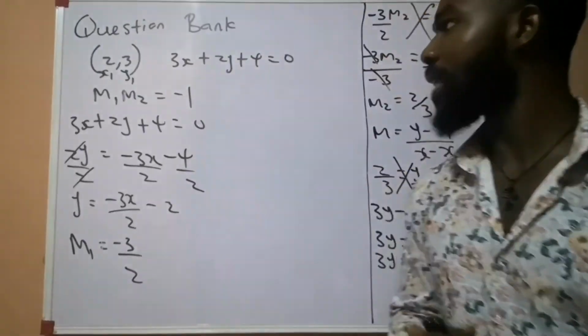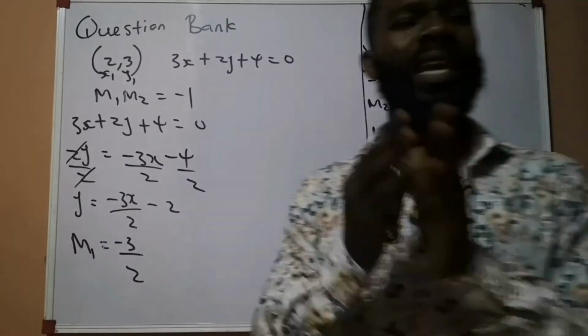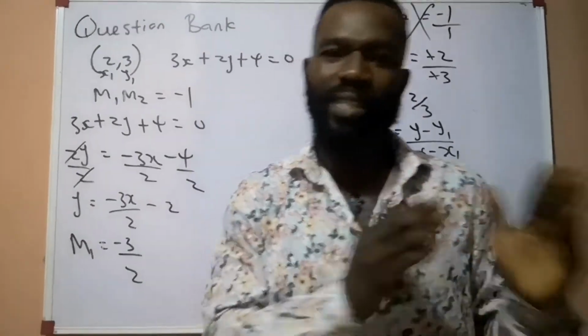Like we said from the beginning of the class, we are going to be solving 2 questions. Now the second question is about the area of a triangle with vertices.